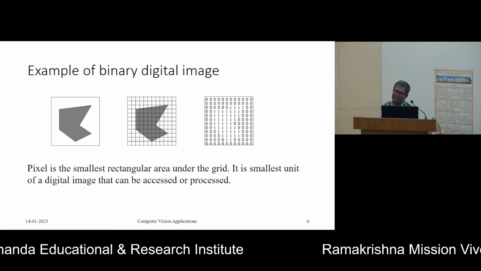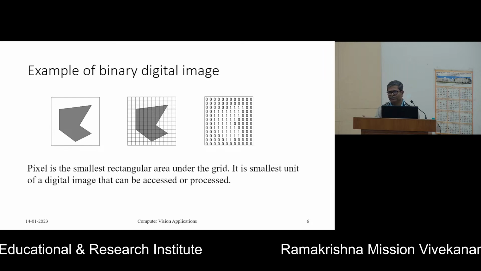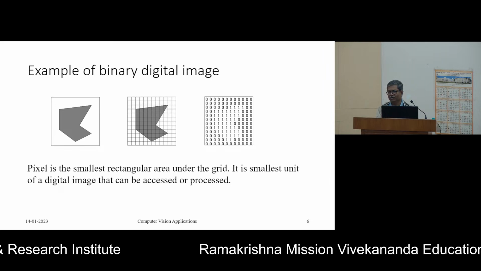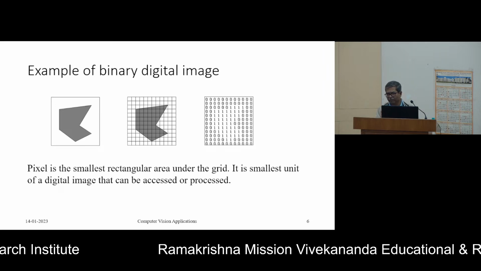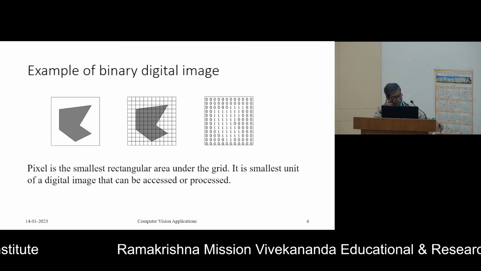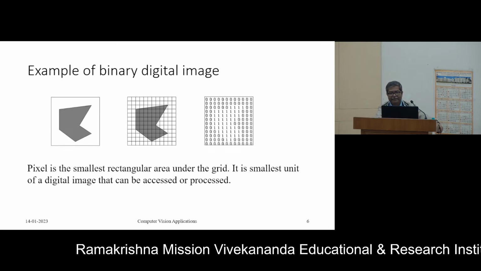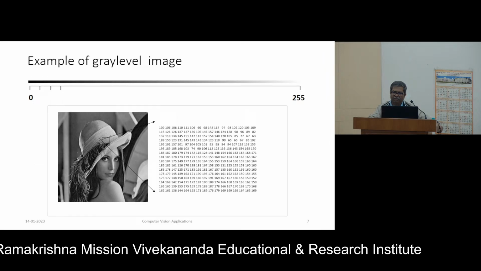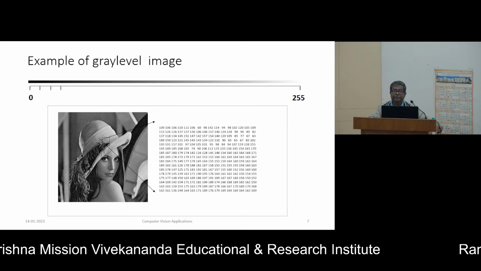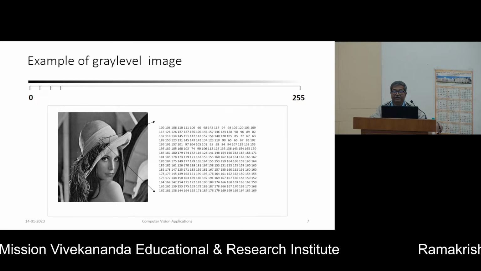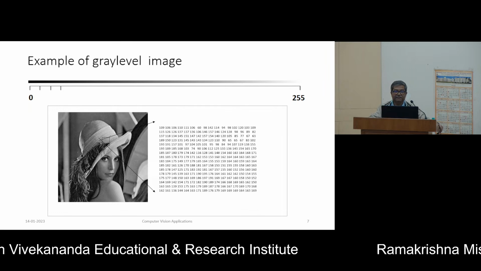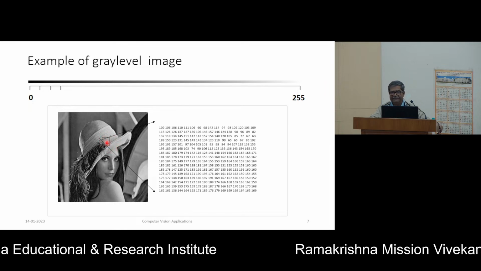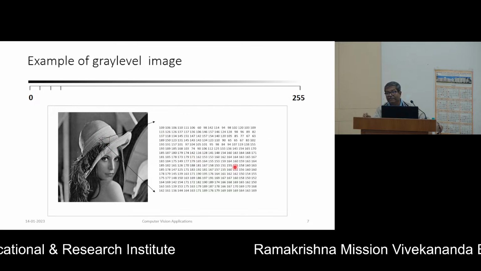So what is the specialty of 0 to 255? These 256 values can fit into an 8-bit byte. That's the most efficient way to store and process the values in the case of a gray level image. So if I just blow up a small box here, we'll see the integer numbers for each and every pixel value.